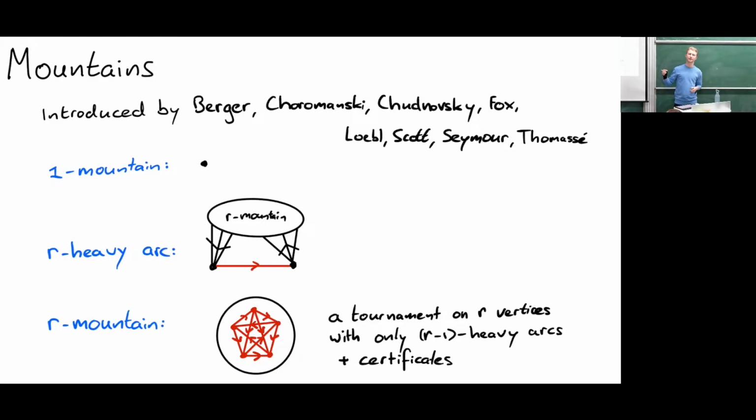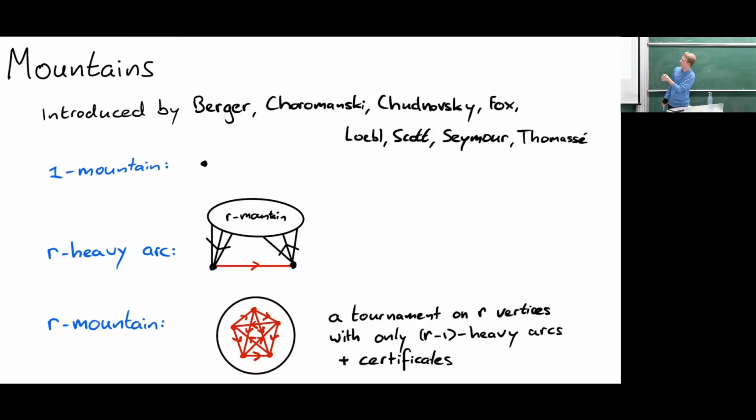But one thing to observe is that I didn't say that each of these arcs has a private certificate. These certificates, these R minus 1 mountains, might overlap. They might even overlap with this clique. So it's not a clean construction where there's exactly one object per iteration. There are many different possible R-mountains. So for these R vertices, you want every pair to be joined by an R minus 1 heavy arc? Yes. And we also do not care about the orientation of any of the arcs in here. We just care that they're heavy.